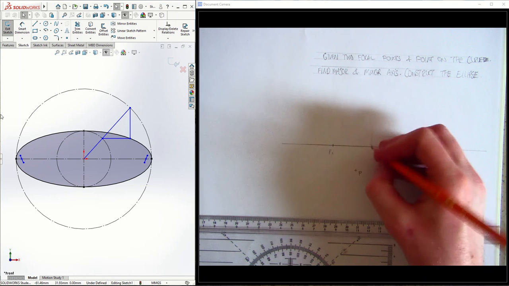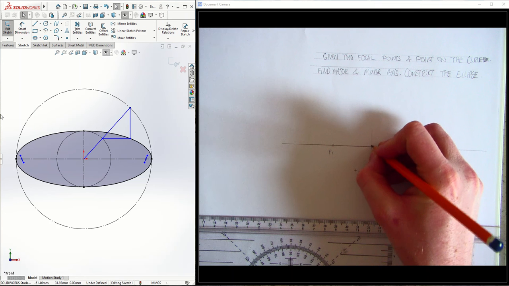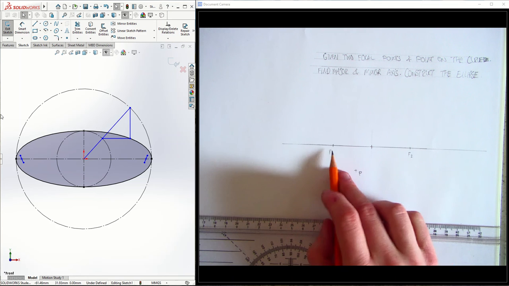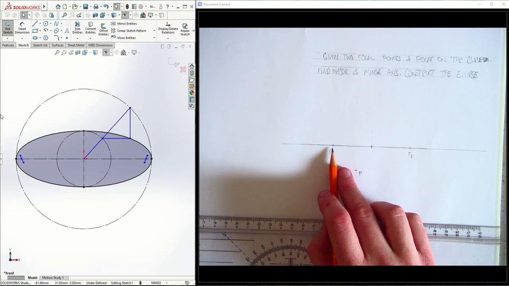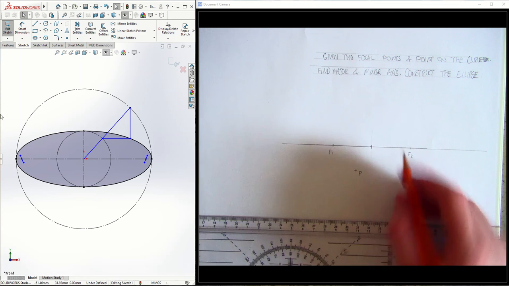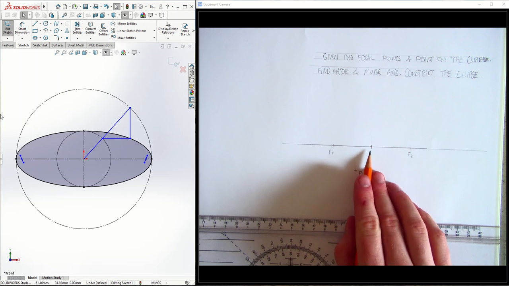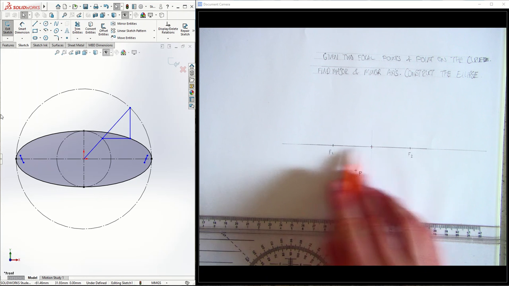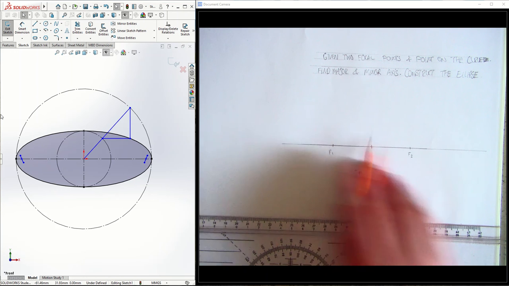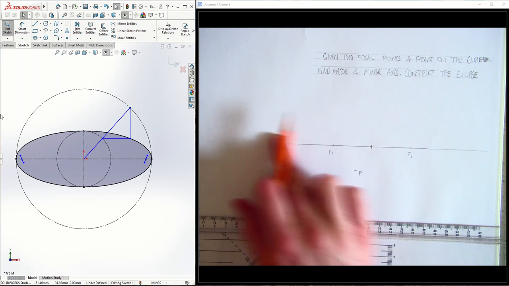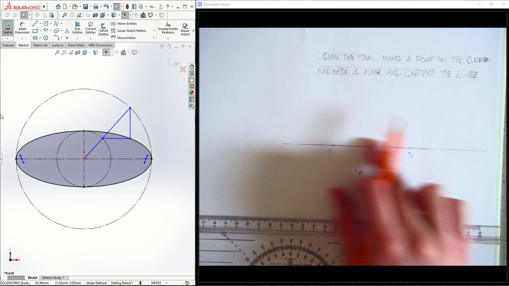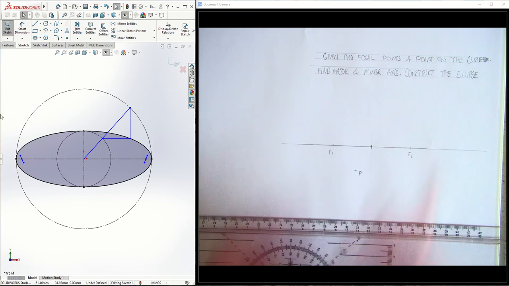So what do I have? I have a center point. If I bisect the line joining the two focal points, that's going to get me the center of my ellipse. I know the two focal points lie along the major axis. So I know that my major axis lies somewhere along this line, but I'm not sure what the length of that line is.